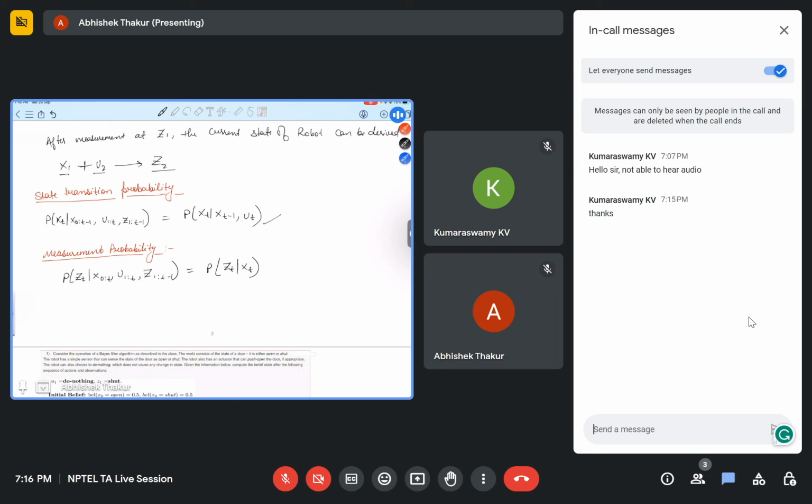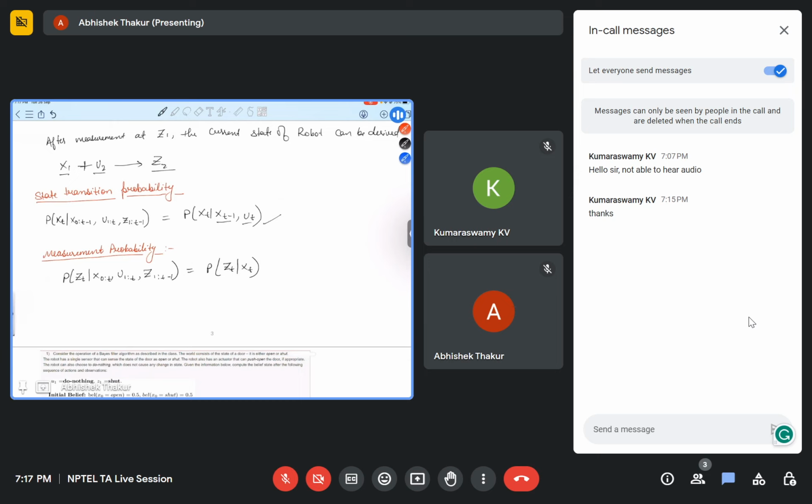Here, the probability of the robot in the state xt at timestamp t, given x0 to t minus 1, u1 to t, z1 to t minus 1, using the Markov approximation, we can say xt does not depend on x0 to xt minus 2. It depends only on the state at the previous timestamp and the action taken at the current timestamp. It also does not depend upon the measurement.